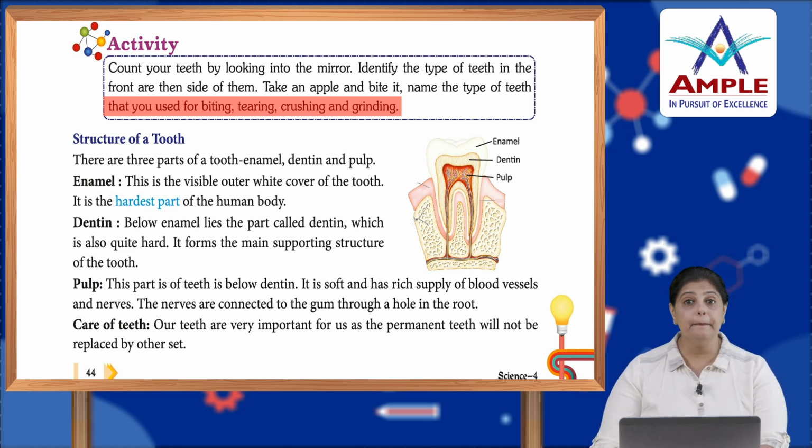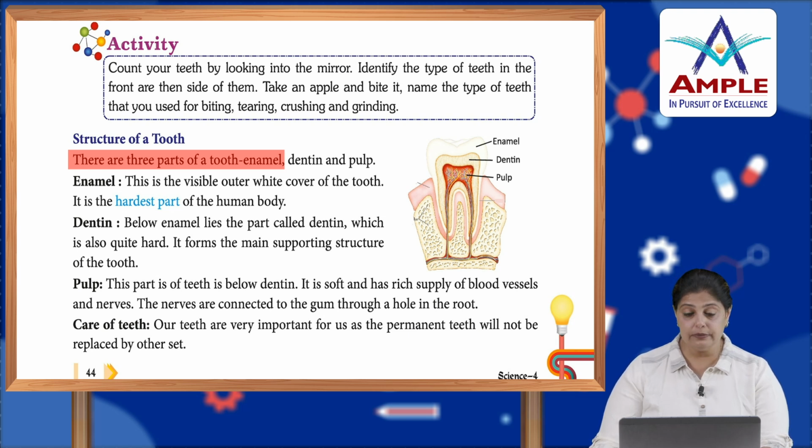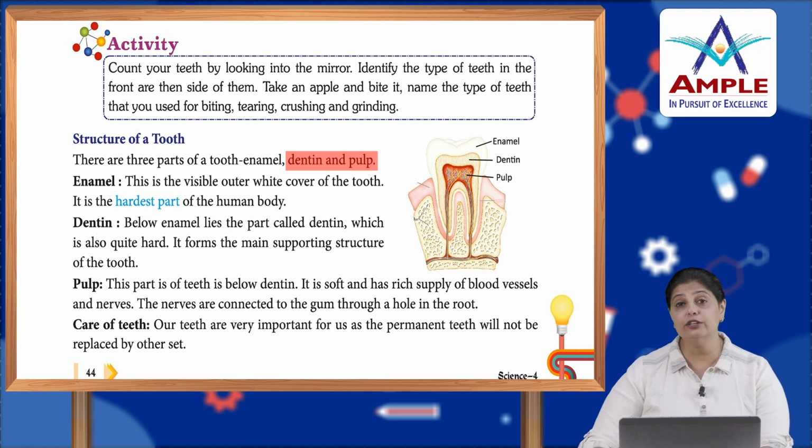Now let's look at the structure of a tooth. What is a tooth made up of? There are 3 parts of a tooth. These 3 parts are enamel, dentin and pulp. Look at the diagram, you will come to know where they are, which is the layer here.